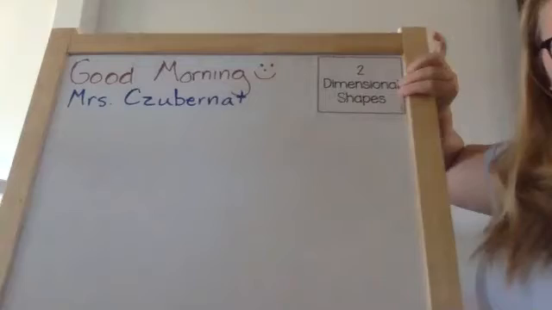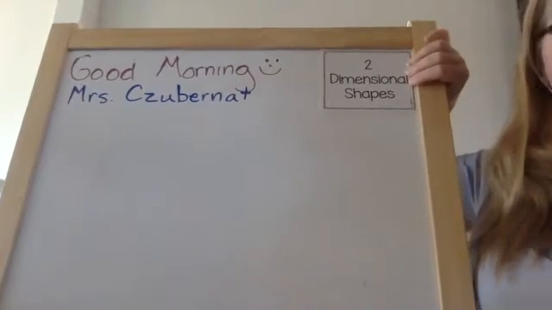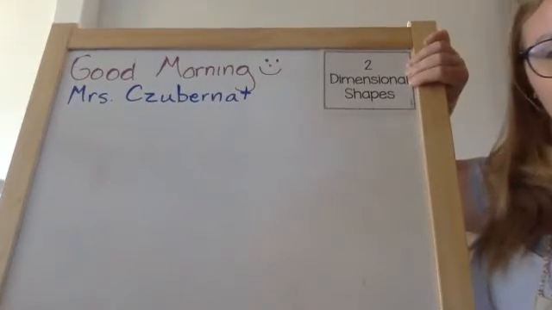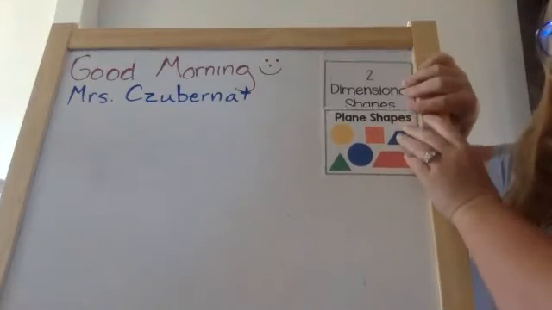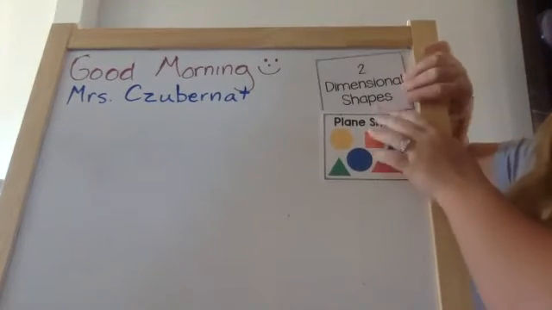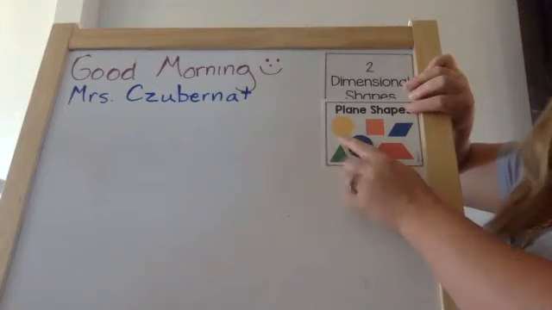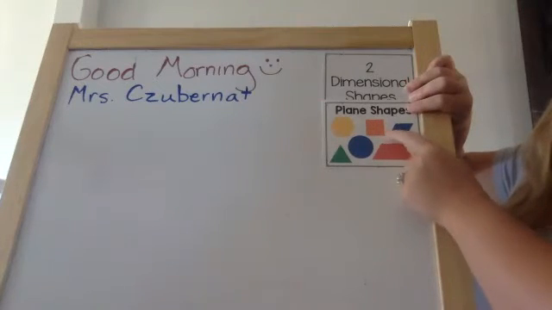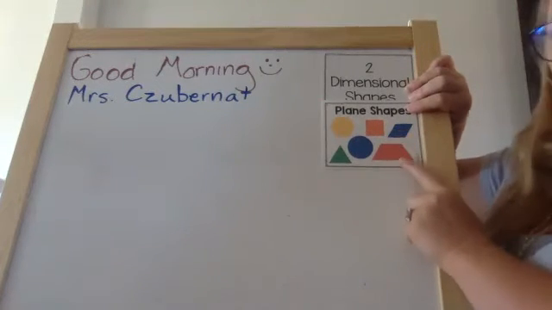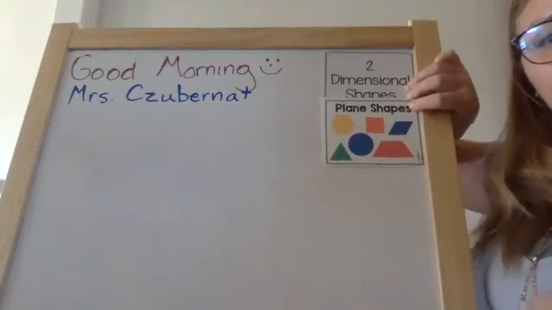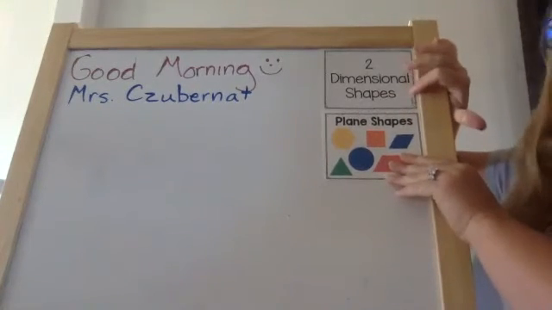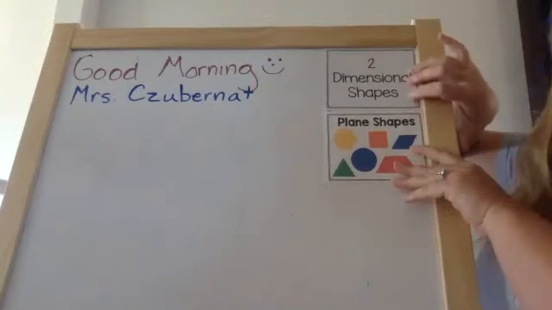Two-dimensional shapes are the opposite of three-dimensional. Another way to say that is a plane shape. So they're flat. We have the ones that we went over already: a hexagon, a square, a rhombus, a trapezoid, a circle, and a triangle. These are two-dimensional shapes, so they are not 3D. We call them plane shapes.